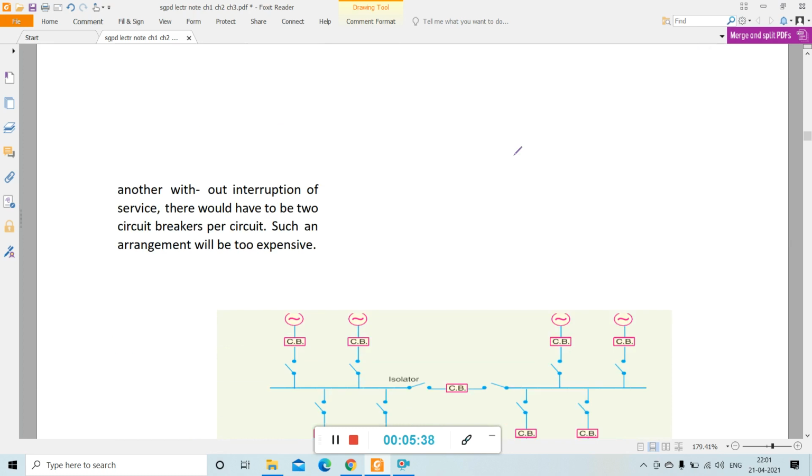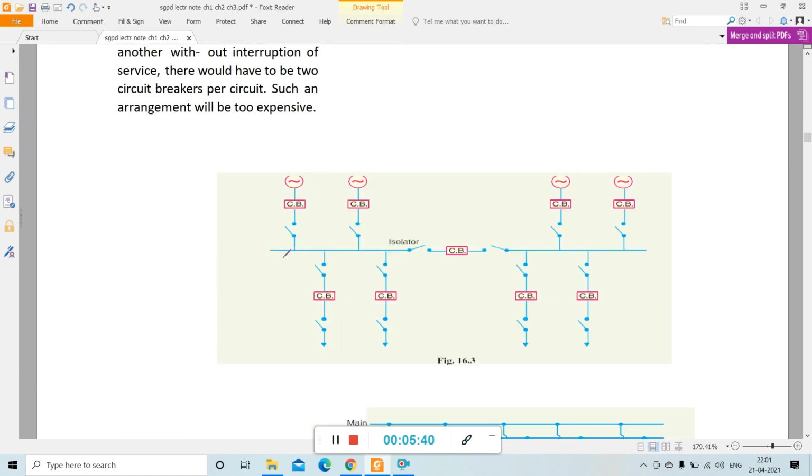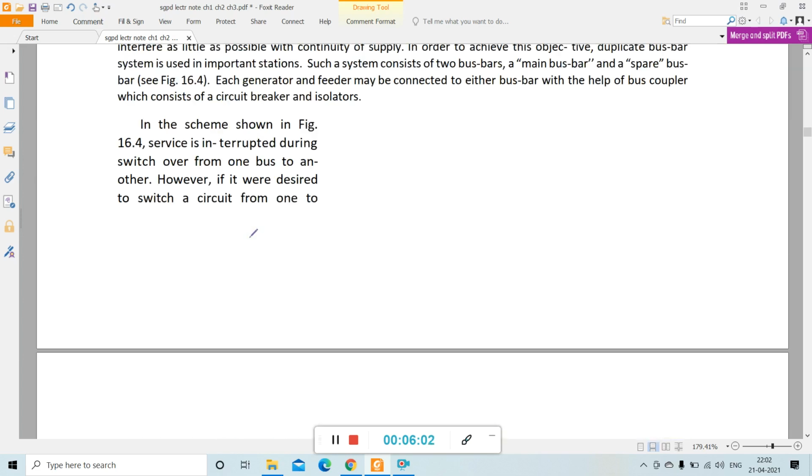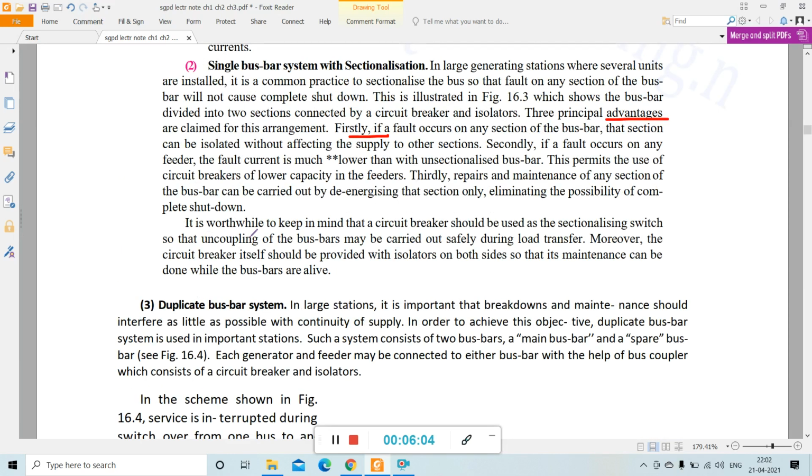If a fault occurs in this bus bar, then we can isolate this section, and at the same time there is no interruption in the other section, so we have complete power supply without any interruption there. In the same way, if there is any fault in this bus bar, we can isolate this section, but here there is no interruption of supply. And what is the second advantage?